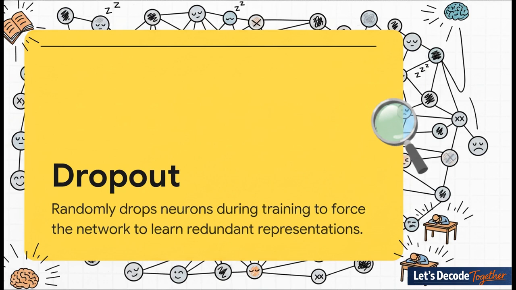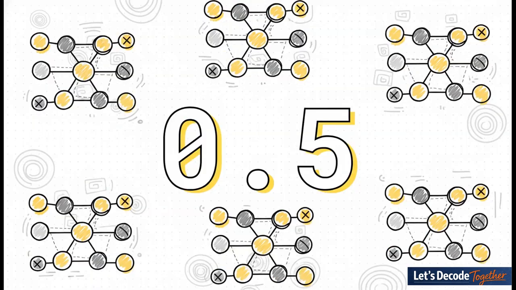Think of this like a high-stakes study group where half the participants randomly fall asleep during every single session. If you know your teammates might pass out at any given moment, you can't just rely on one person to memorize the critical chapters, right? You are forced to learn redundant representations. Every remaining student has to learn absolutely everything so that no single person becomes a critical point of failure. This brilliant trick forces the neural network to distribute its learning across the entire architecture. The crucial point here, though, is the dropout rate. Like, how many neurons do we actually turn off?